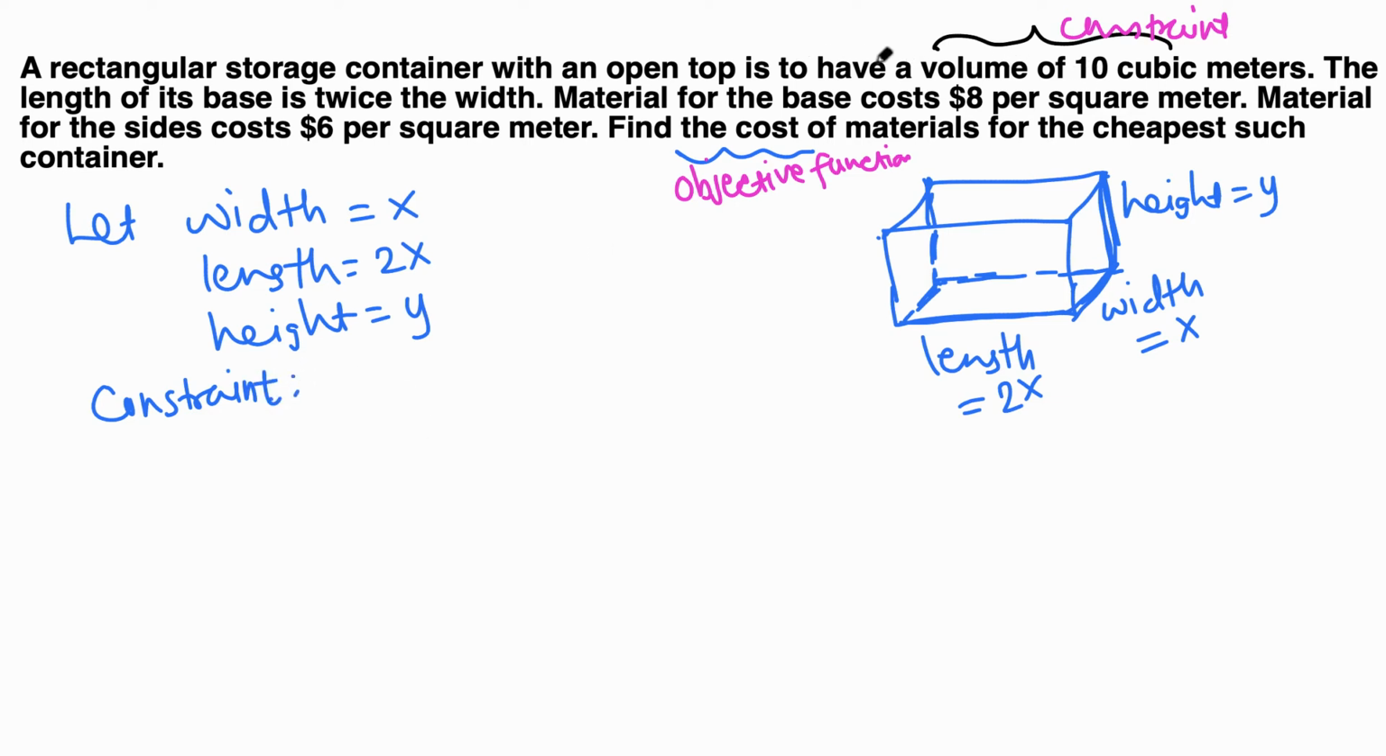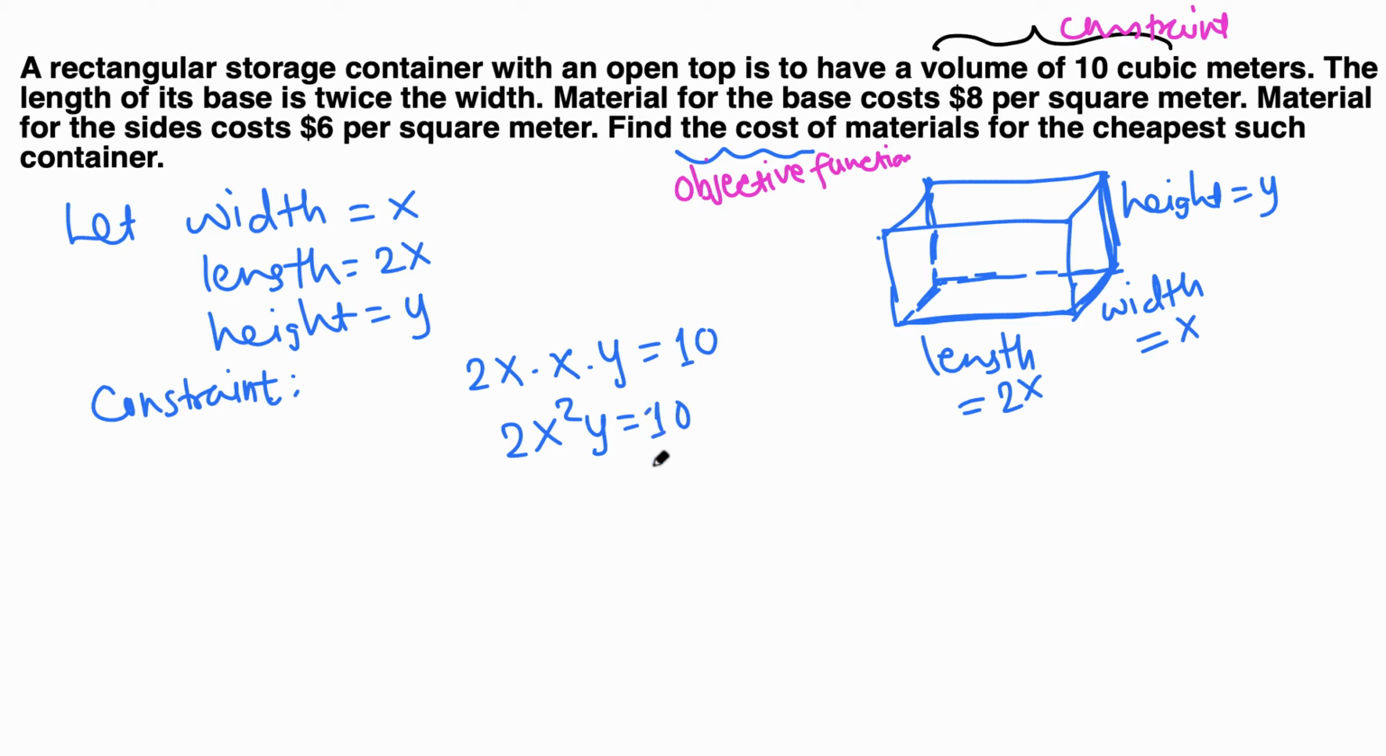Volume has to be 10. So volume means length times width times height. So I don't have to write volume. I know how to find volume here. 2x times x times y equals 10, which is 2x squared y equals 10.